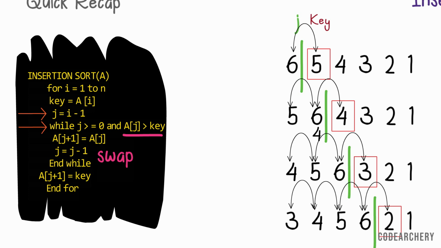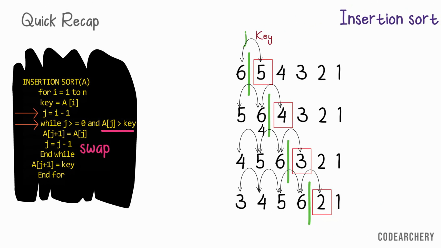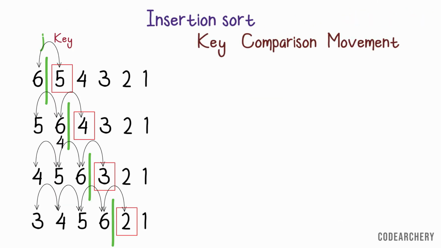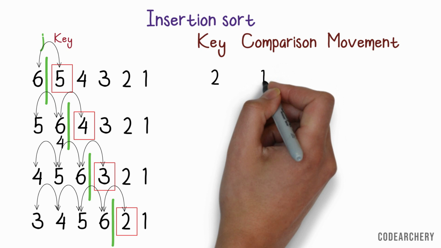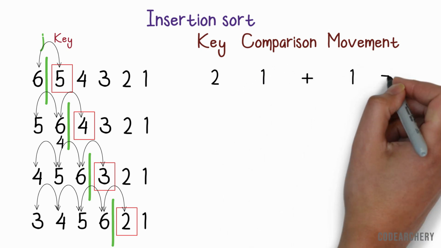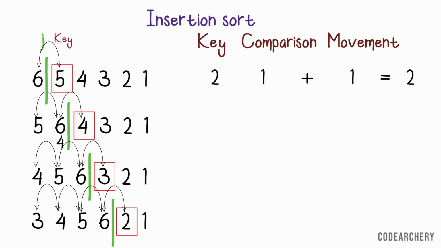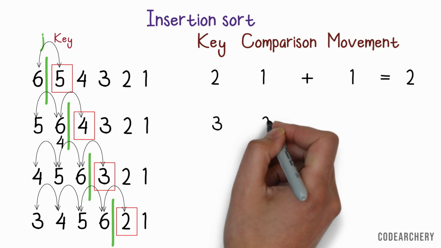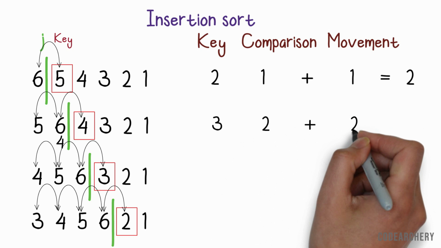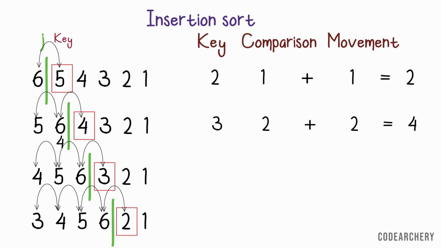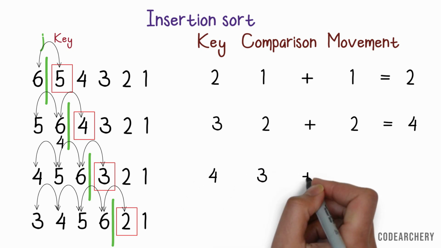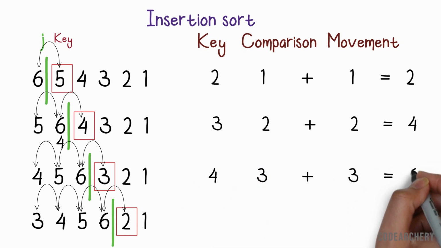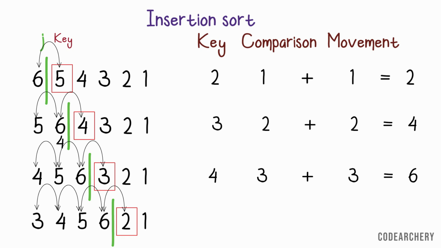Now I hope you have understood how insertion sort works. Now we'll analyze our sort. So for position 2, that is when key was at second position, we perform 1 comparison and 1 movement. When key was at position 3, we perform 2 comparisons and 2 movements. Similarly, when key was at position 4, we perform 3 comparisons and 3 movements. The same goes for 5.